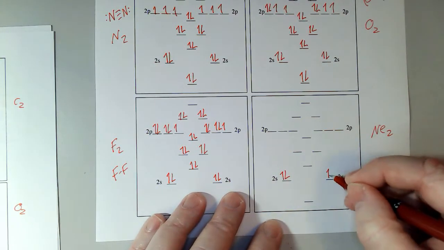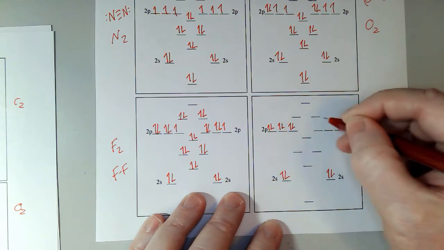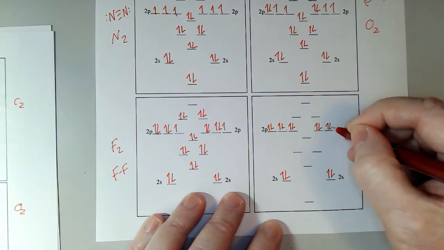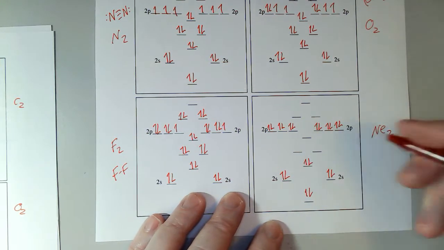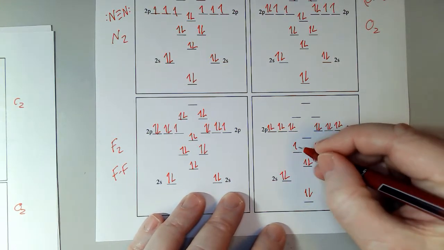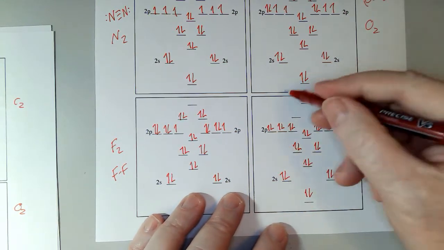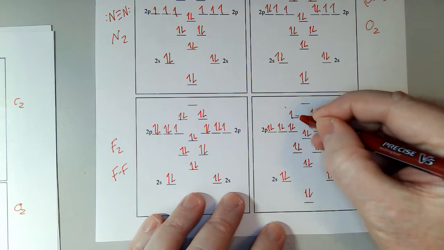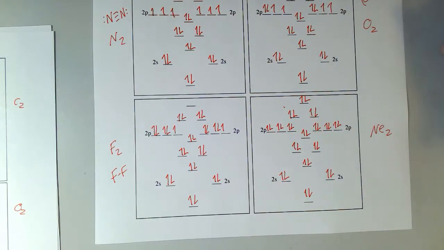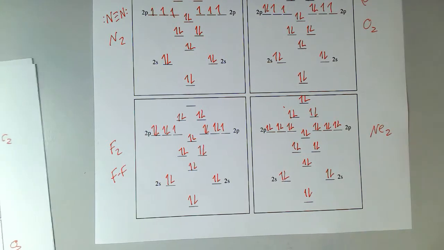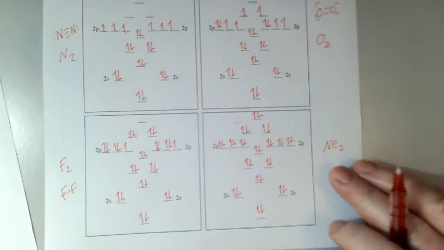Now for diatomic neon, I think you can probably figure out what's happening here. Spin up, spin down, spin up, spin down, they cancel. Up, up, down, down, up, down. Ooh, 3 bonds. Up, up, down, down, up, down, 3 anti-bonds. Oh well, that just canceled out, and diatomic neon does not exist.